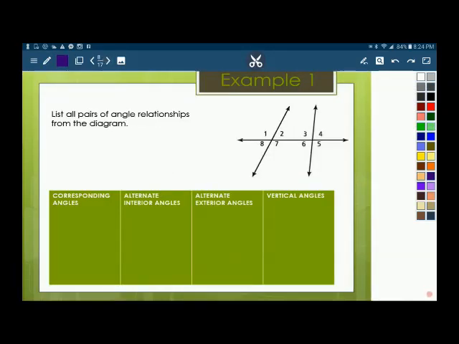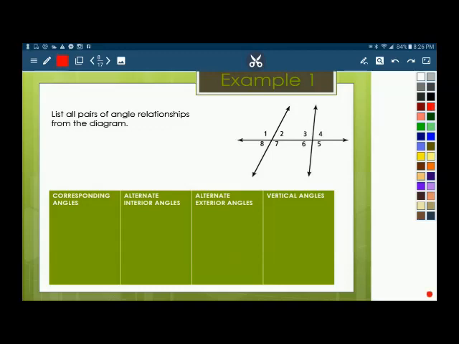So let's actually use these names. We're just going to list all the pairs of angle relationships that we see in this diagram. So I'm just going to go through one by one and identify which are corresponding, which are alternate interior, alternate exterior, and vertical.